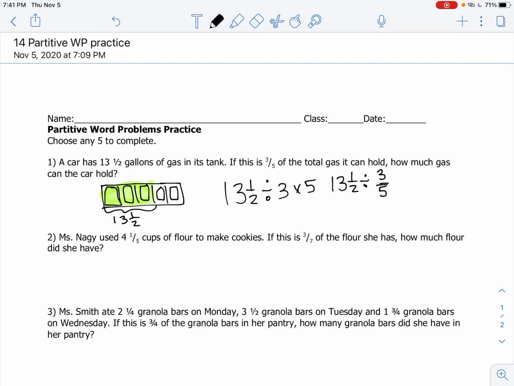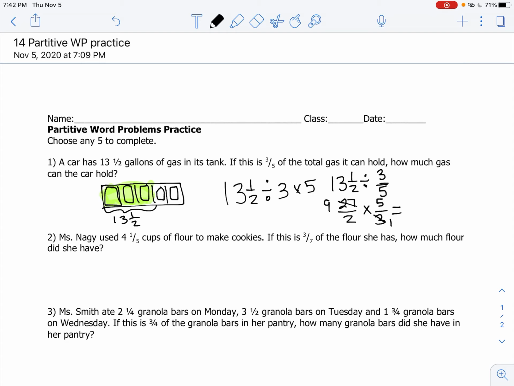Okay, so we're going to change our mixed number, 13 1/2, into an improper fraction. 2 times 13 is 26, plus 1 is 27. So that's 27 halves. We're going to change that division to multiplication and flip it over. Oh, that should be a 3. And we're going to cross reduce if we can. 3 and 27 are both divisible by 3. 3 divided by 3 is 1. 27 divided by 3 is 9.